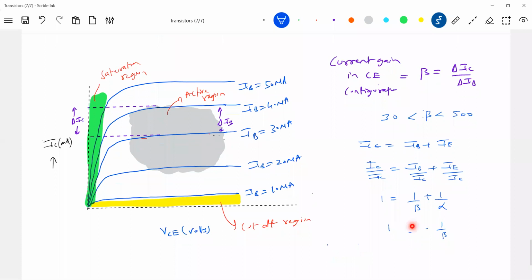I'll rewrite it in another form. This will be 1 minus 1 by beta, 1 by alpha. So alpha equals beta by beta plus 1. You can bring it to any form. So like this, the relations between alpha and beta are there. So what are alpha and beta? They are the parameters of a transistor. When I'm designing a transistor, I should see that. Depending on the value of beta, the cost of the transistor will be different. For different values of beta, the cost of the transistor will be different.